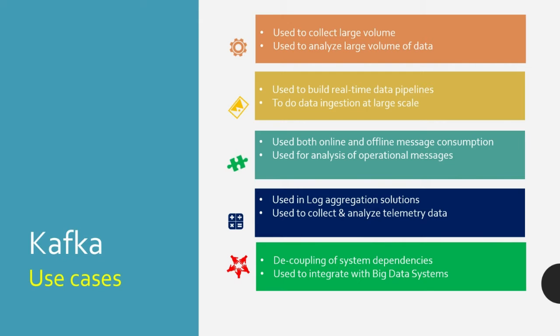Fifth, it is used for both online and offline message consumption. Since the message expiry on the Kafka pipeline is controlled by configuration information in Kafka, the system can still process messages in the pipeline during offline mode. Also, it is used for analysis of operational messages such as logs, activity tracking, user interaction, etc.